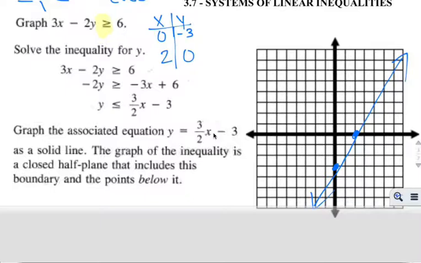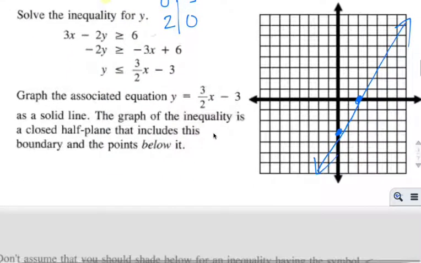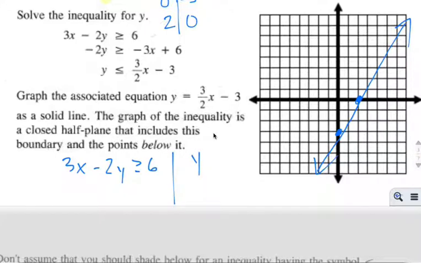Now I need to decide, am I going to shade above or below? Let's look at our equation: 3x minus 2y is greater than or equal to 6. If y is greater than or equal to, we shade above, because y's that are greater are larger. That means up on the y-axis, so they are above. Y is less than or equal to means we shade below.